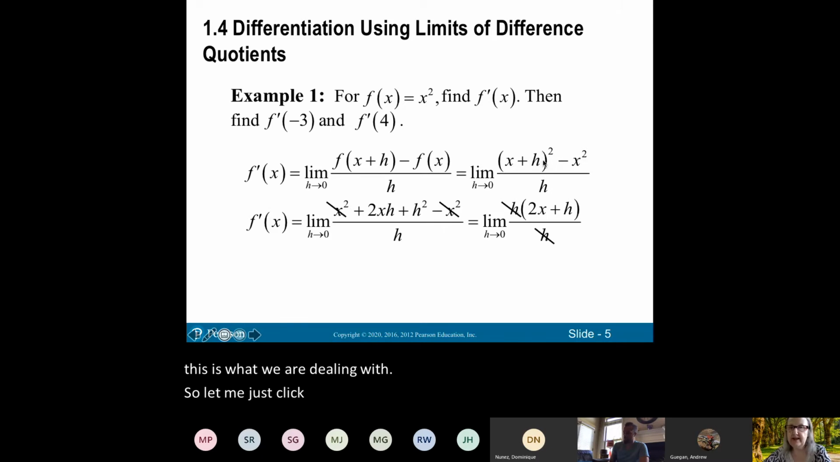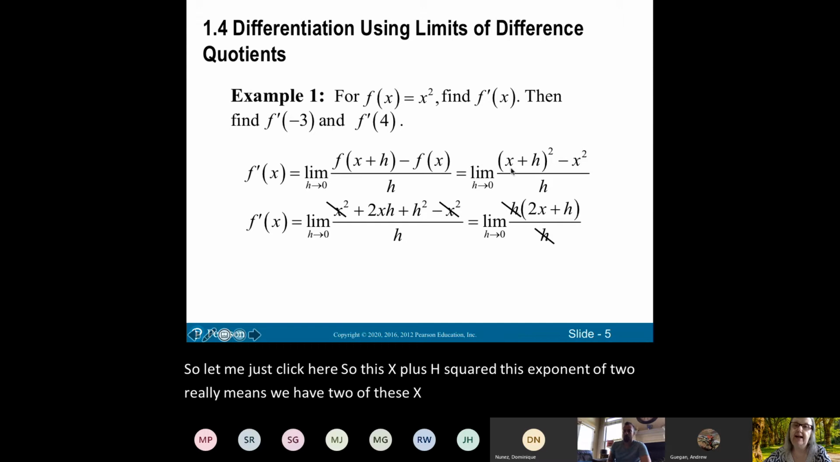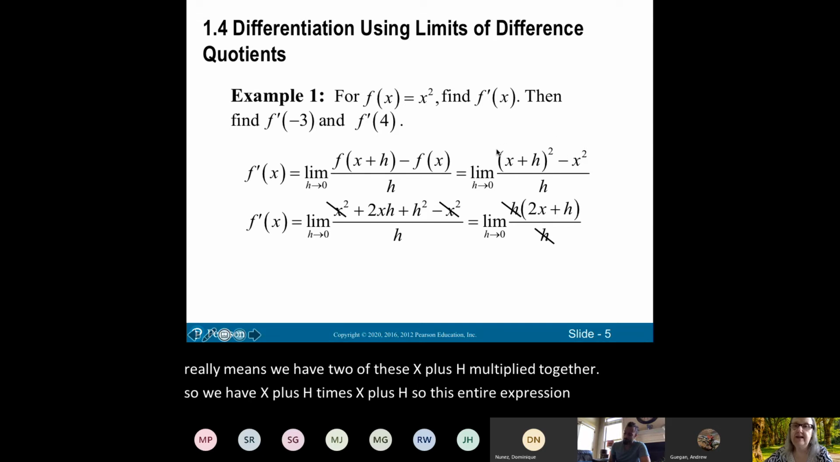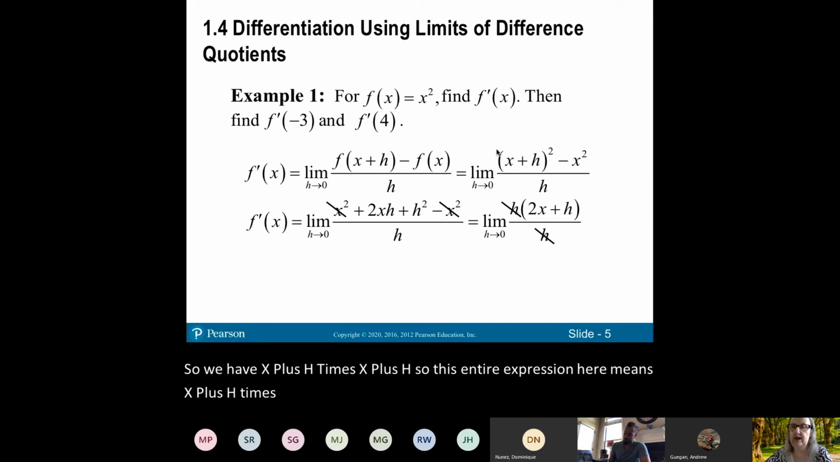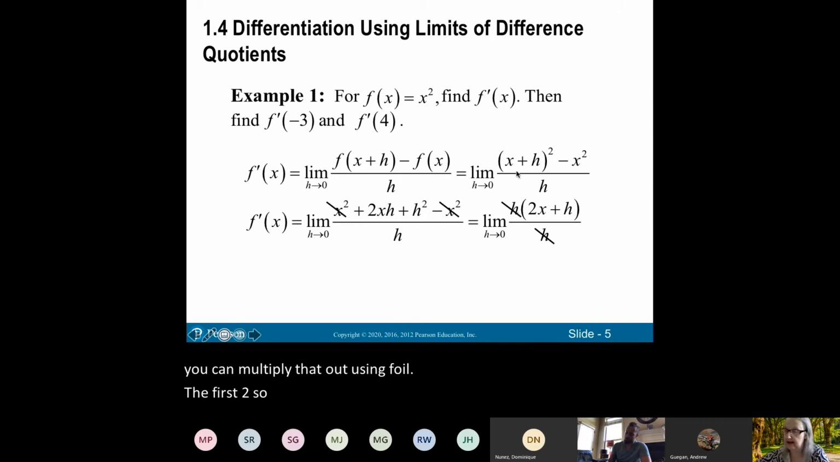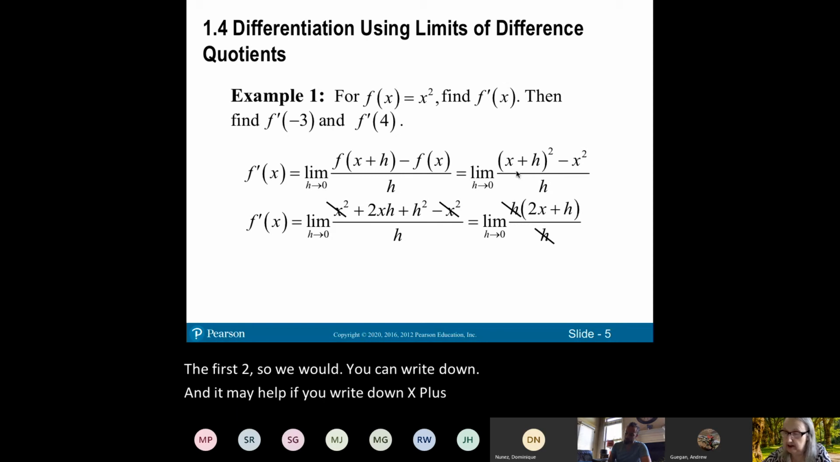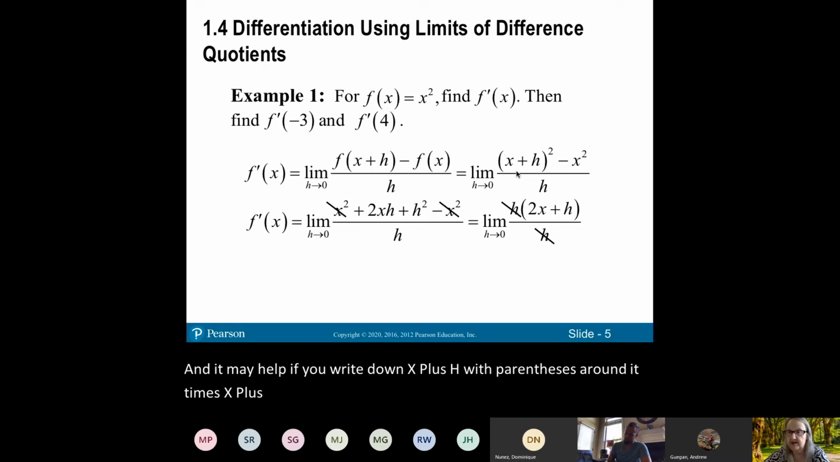So this x plus h squared, this exponent of 2, really means we have two of these x plus h multiplied together. So we have x plus h times x plus h. So this entire expression here means x plus h times x plus h. That's a binomial times a binomial. So you can multiply that out using FOIL. It may help if you write down x plus h with parentheses around it times x plus h with parentheses around it.